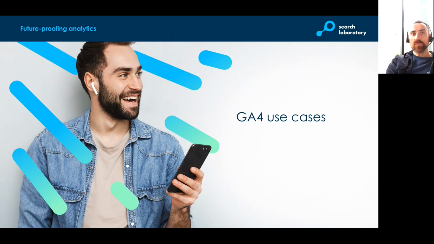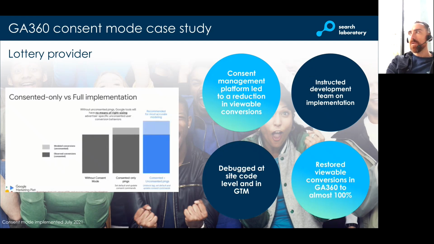So we have a few use cases here of GA4, various features. So this is a consent mode case study for a lottery provider. We were able to implement consent mode, and basically consent mode restored our visibility of conversions back to almost 100%.